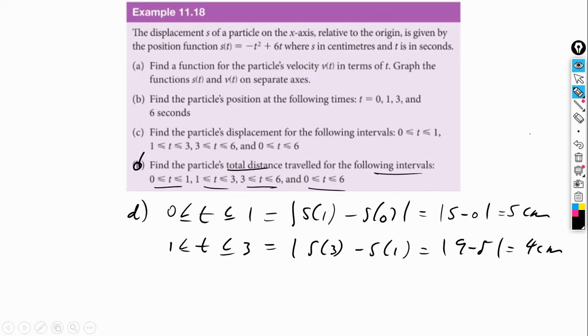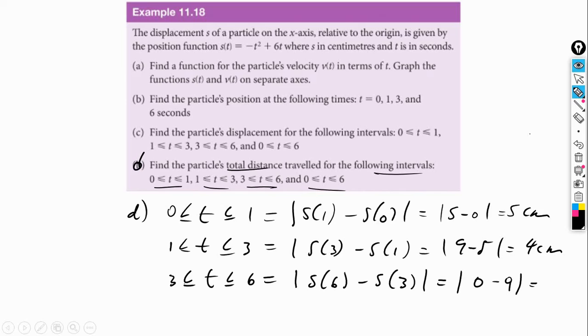But how about between 3 and 6 seconds? Again, absolute value of S of 6 minus S of 3, and this is going to be the absolute value of 0 minus 9. Notice that now this is going to be considered a positive amount, right? So 9 centimeters. And then finally, how about the total distance traveled between 0 and 6 seconds?